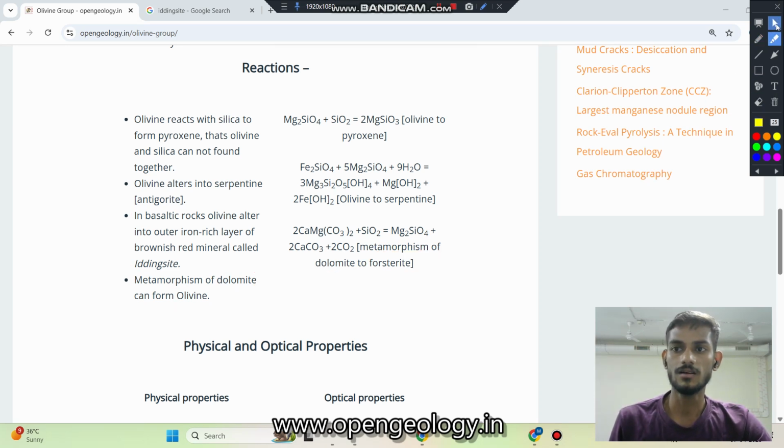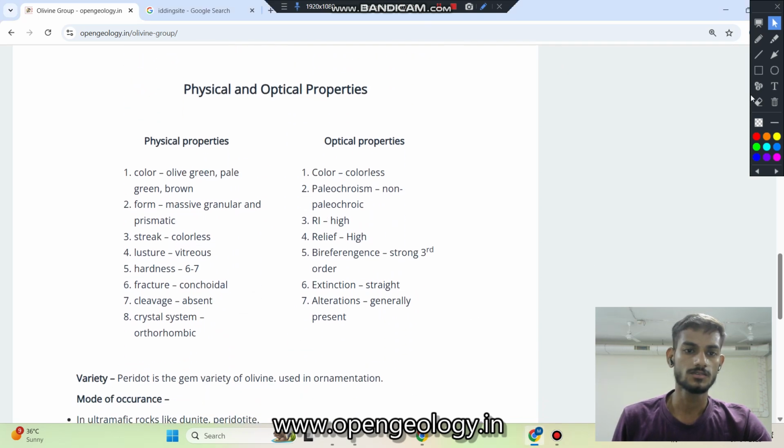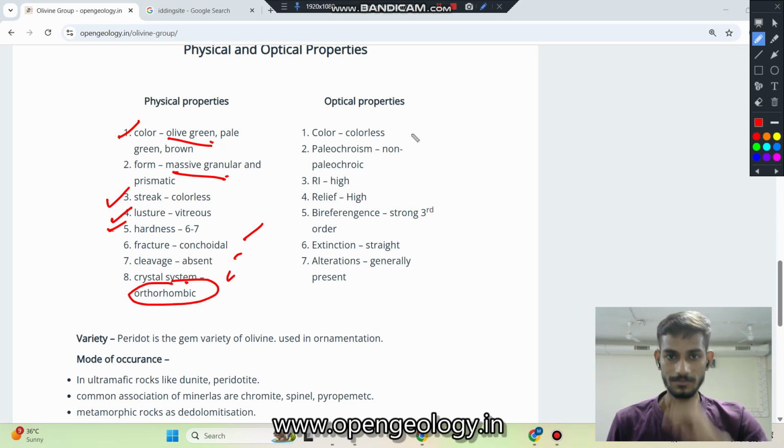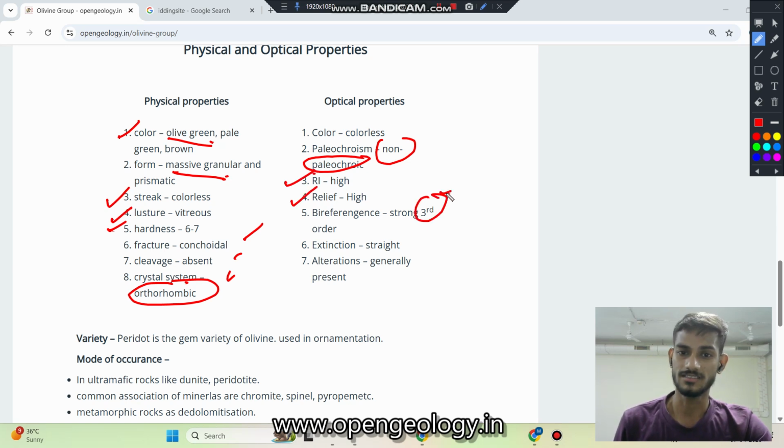Now let us see the mineral properties. So these are the physical properties and optical properties. These are general properties like olive green color, massive, granular, colorless, vitreous luster, 6 to 7 hardness, conchoidal fracture, and orthorhombic crystal system. Then in optical properties, it is non-pleochroic, refractive index is high, high relief, third order birefringence. This is important, it can be asked in exam. Then alterations are generally present because it is highly susceptible to weathering, and it shows straight extinction.